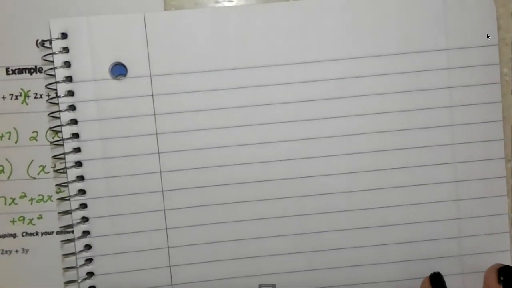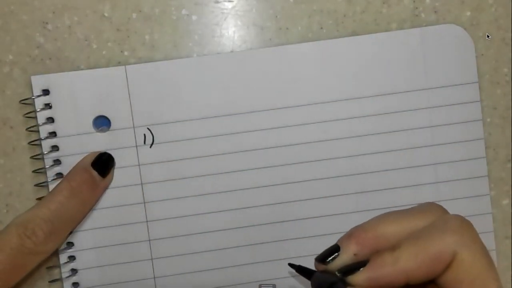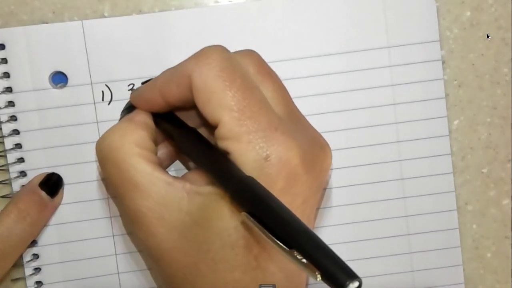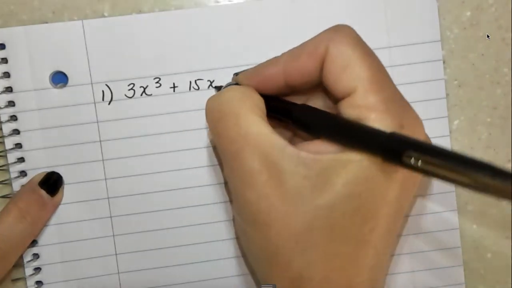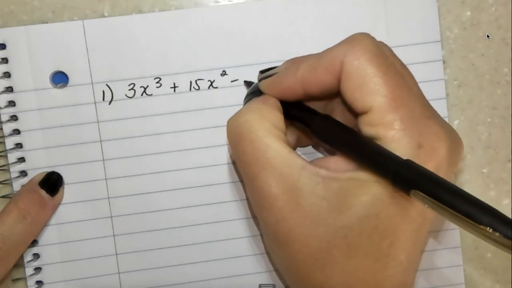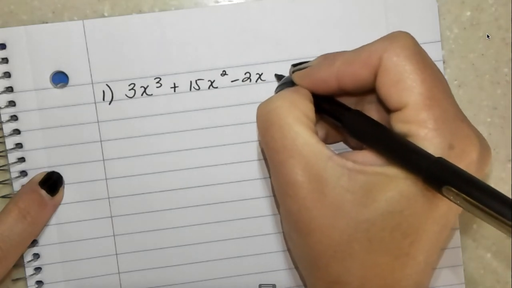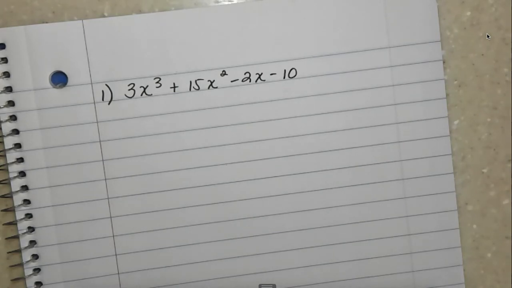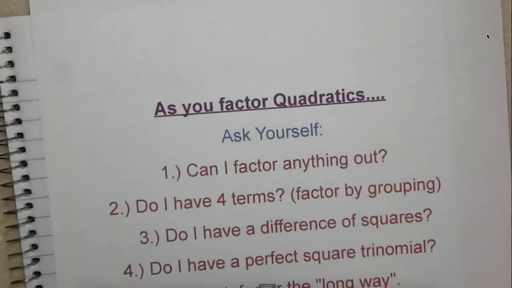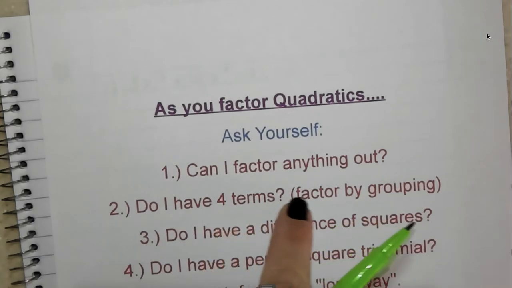Remember, when I number my examples, it's really more for my benefit than yours. Let's do number 1 on my sheet. 3x to the third plus 15x squared minus 2x minus 10. Can I factor anything out? The answer is no. Do I have 4 terms? Yes, I do. 4 terms means grouping, right? Factor by grouping.